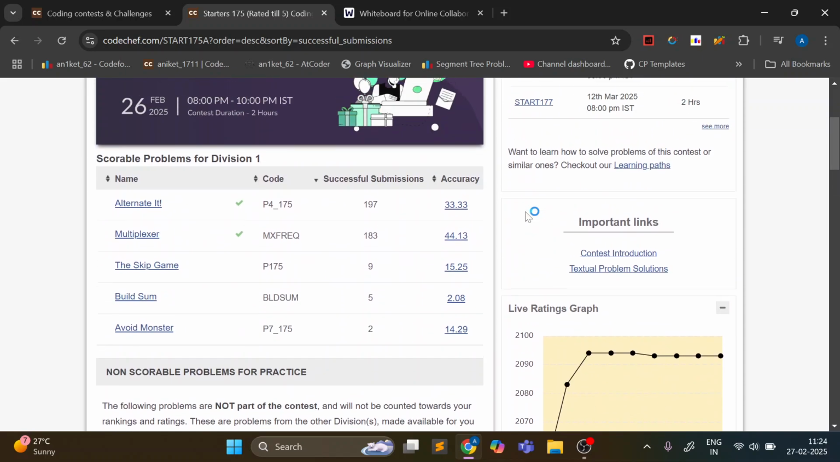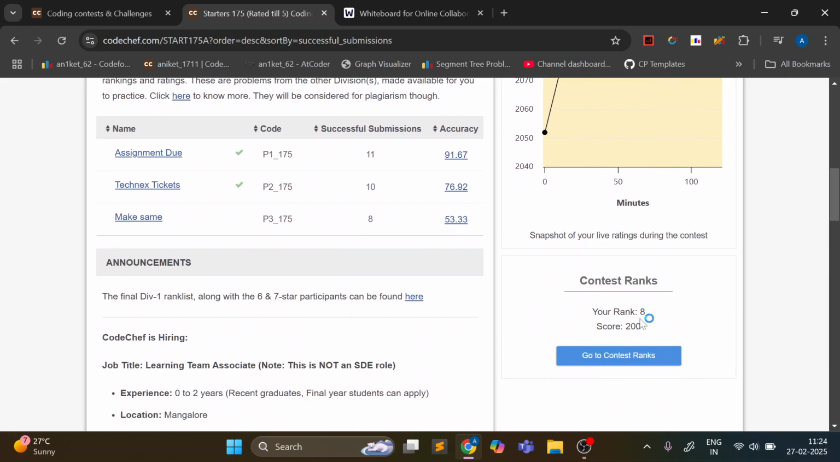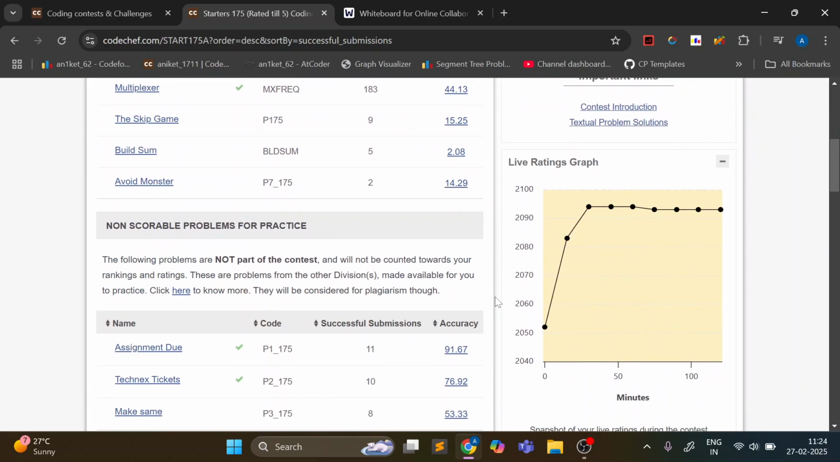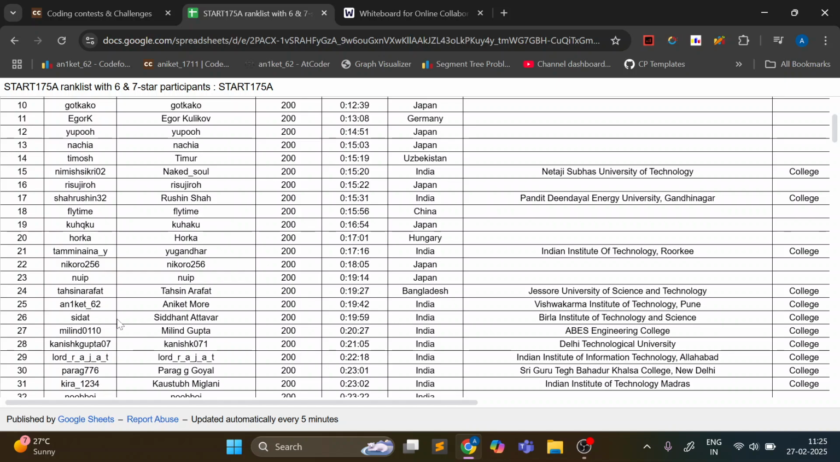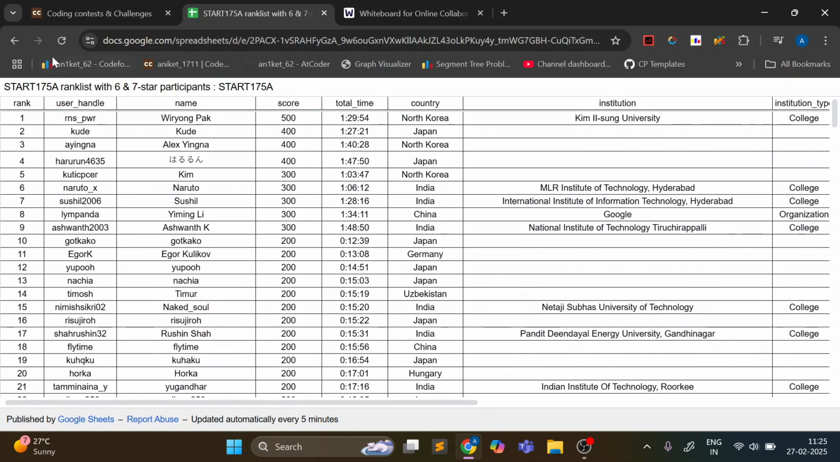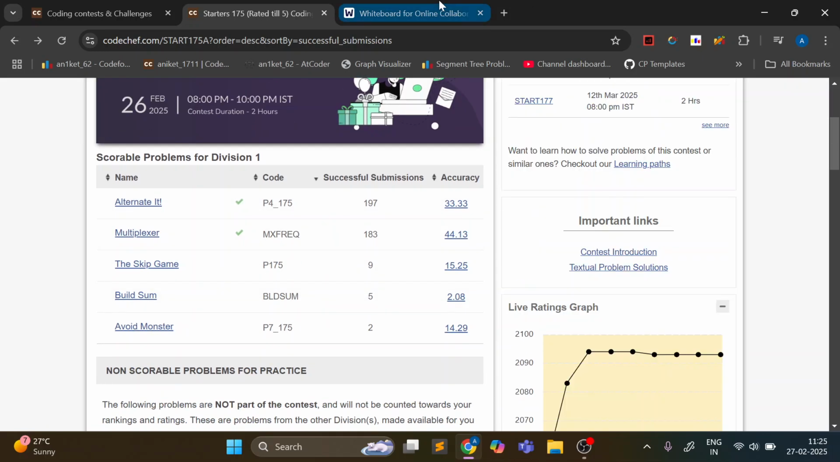But in D1, I performed pretty well, I would say, because I got rank 8 among the rated participants, that is, among all the 5-star participants. And I got rank 25 among all the participants, which includes 6 and 7-star participants. You can check this rank, and here my rank is 25 among all the participants. So I would say this was a pretty good contest for me. So let's just discuss the problem tutorials.